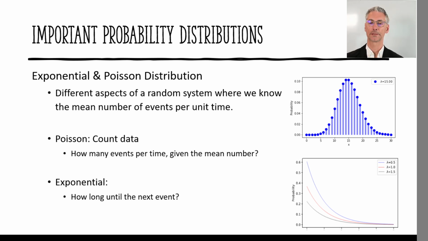The exponential is like the cousin to it, and it describes essentially how long we have to wait until the next event happens. And what you can see is that the highest probability for the next event is now.